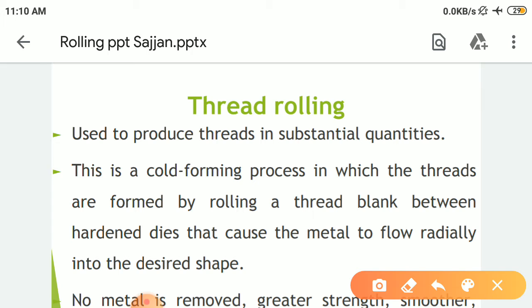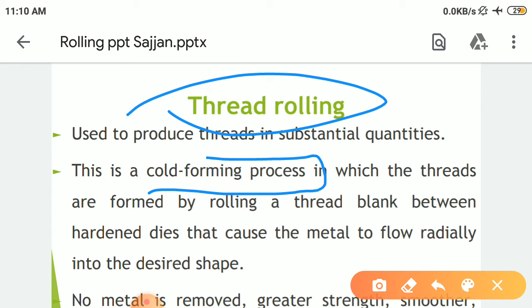बहुत बार ये एग्जाम्स में पूछा गया है कि थ्रेड रोलिंग प्रोसेस हॉट रोलिंग होता है या कोल्ड रोलिंग होता है. So it is a cold rolling process. Why is it not a hot rolling process? Because we will not be able to maintain the close dimension in case of hot rolling. So surface finish भी अच्छा नहीं होगा, close dimension भी नहीं होगा.